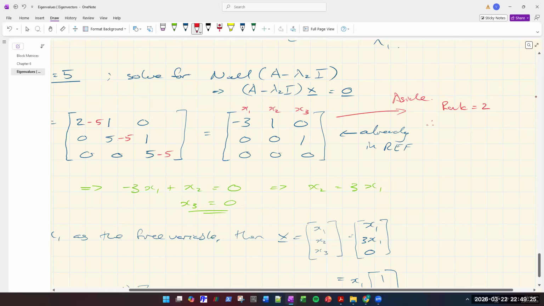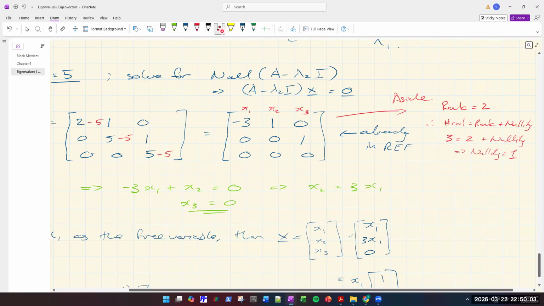Therefore, the number of columns is equal to the rank plus the nullity. But like I said, for square matrices, you're lucky because if you slip up and put the number of rows here instead of the number of columns, it's the same number. So you get the same value. So it's 3 equals 2 plus the nullity. So the nullity is 1.